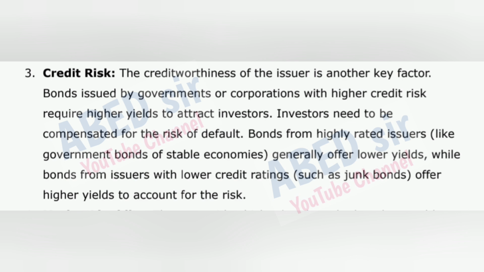3. Credit risk. The creditworthiness of the issuer is another key factor. Bonds issued by governments or corporations with higher credit risk require higher yields to attract investors. Investors need to be compensated for the risk of default. Bonds from highly rated issuers, like government bonds of stable economies, generally offer lower yields, while bonds from issuers with lower credit ratings, such as junk bonds, offer higher yields to account for the risk.